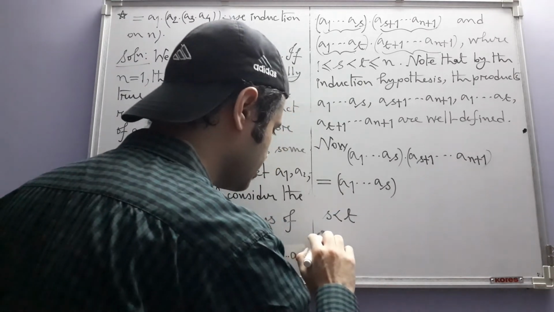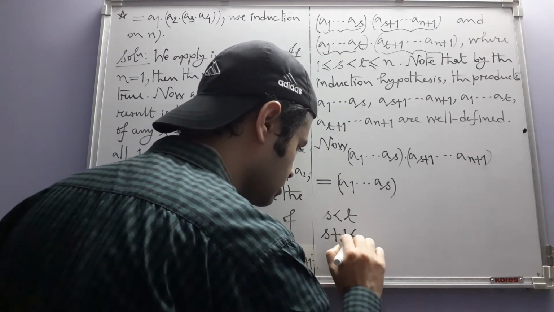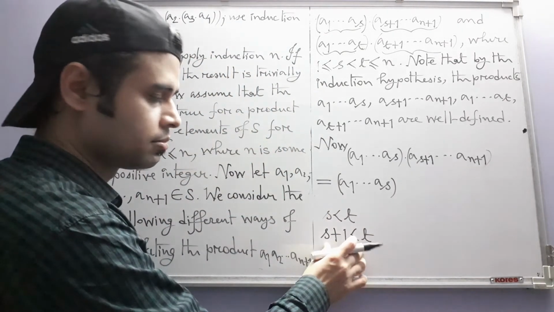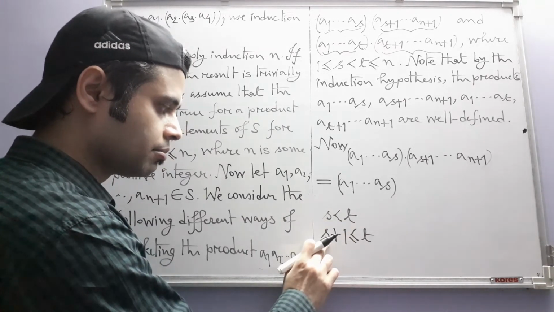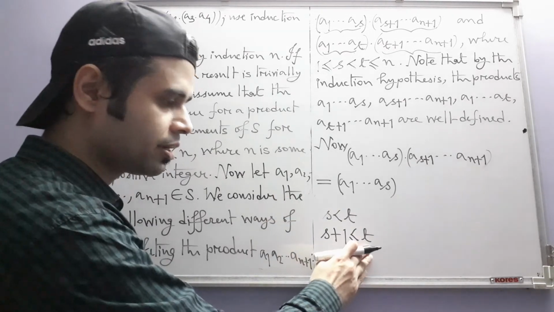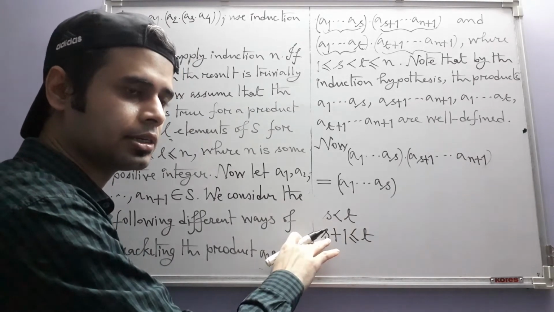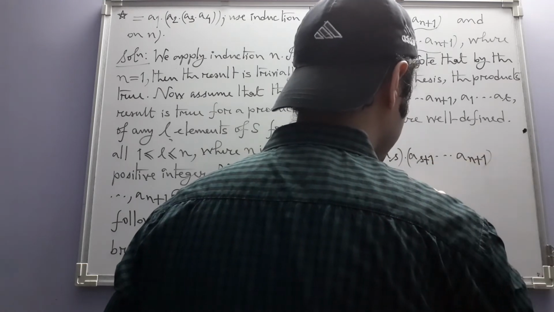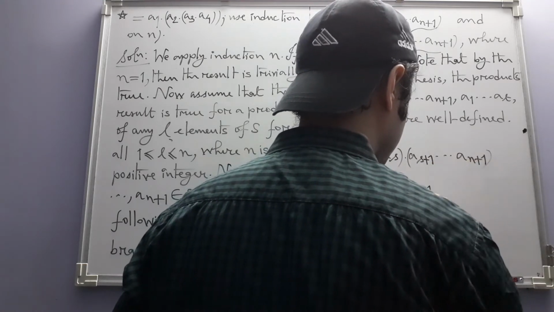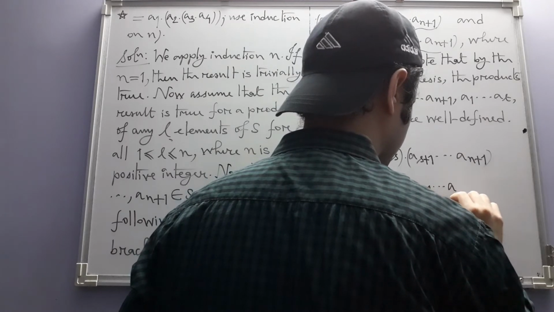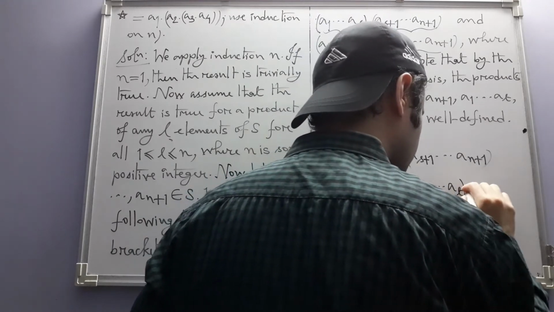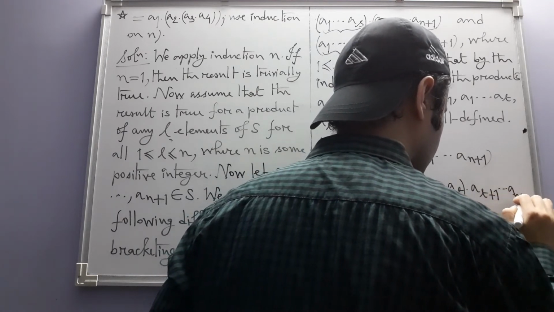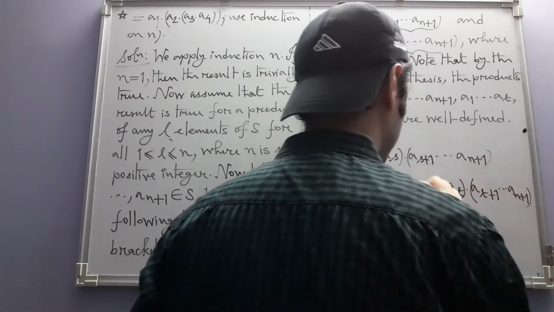So t appears here somewhere, and because s is less than t and s and t are integers, so s plus 1 is less than or equal to t. This is strictly less than t. If you add 1, either it becomes equal to t or it still stays less than t. So that means this product itself can be written like this. A n plus 1.